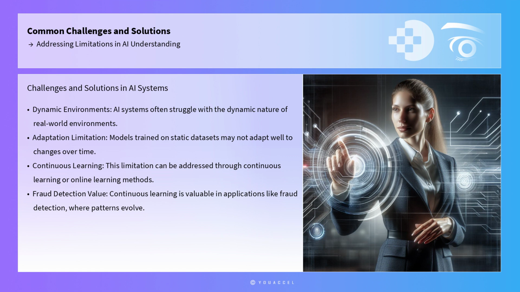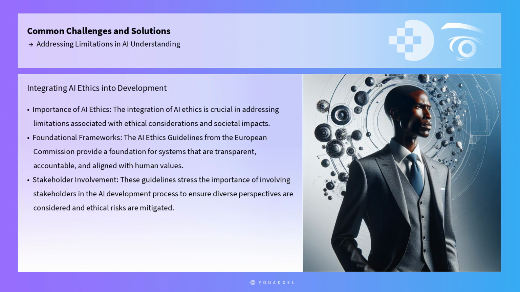The integration of AI ethics into the development and deployment of AI systems is also crucial in addressing limitations associated with ethical considerations and societal impacts. Frameworks like the AI ethics guidelines from the European Commission provide a foundation for developing AI systems that are transparent, accountable, and aligned with human values. These guidelines stress the importance of involving stakeholders in the AI development process to ensure that diverse perspectives are considered and ethical risks are mitigated.